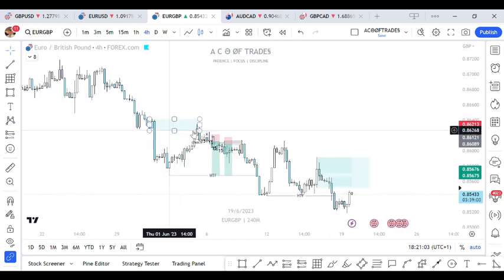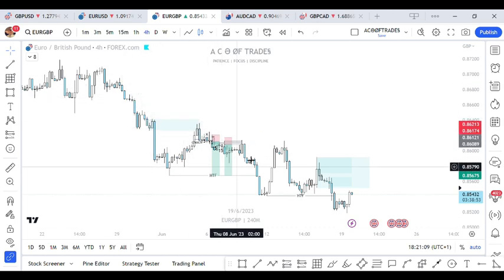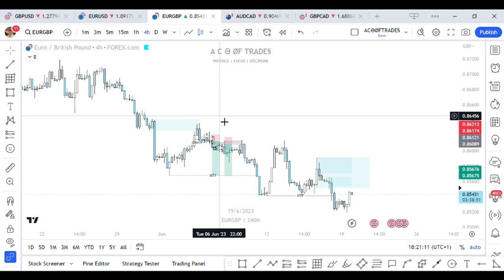So what I did here was just find a POI in the leg of this, and essentially, it could have come up to any of these, but when we get down to the 15-minute stuff is when I look for the confirmation and obviously the entry.